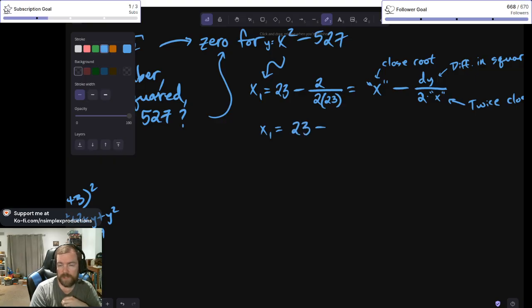So 23 minus, the 2's divide out, so that's nice, and you get 1/23. Doesn't always happen, but pretty nice in this case. 23 minus 1/23 is going to be x1, which is 22.956, 2174. And now we go through the same process again using Newton's method.